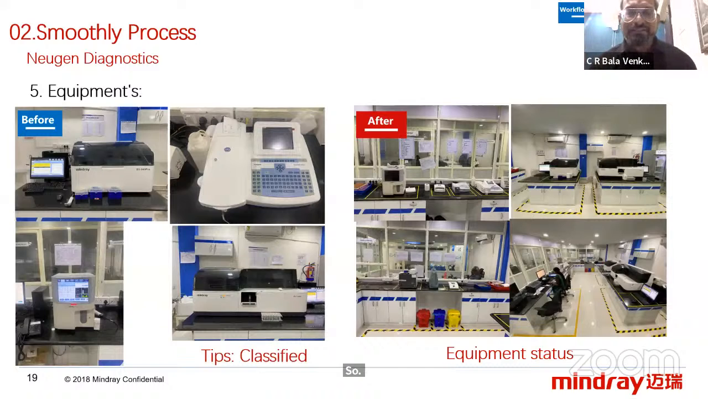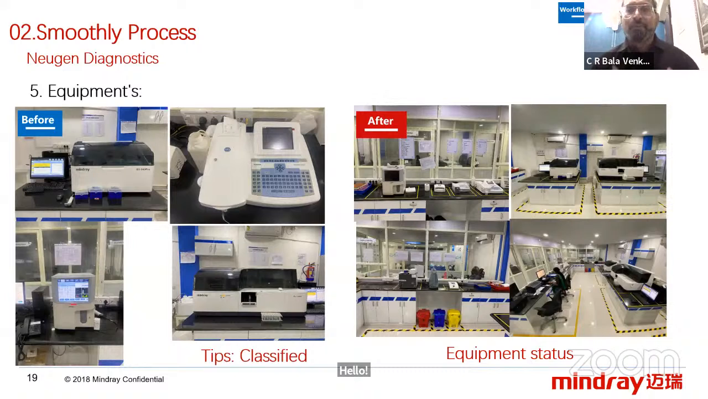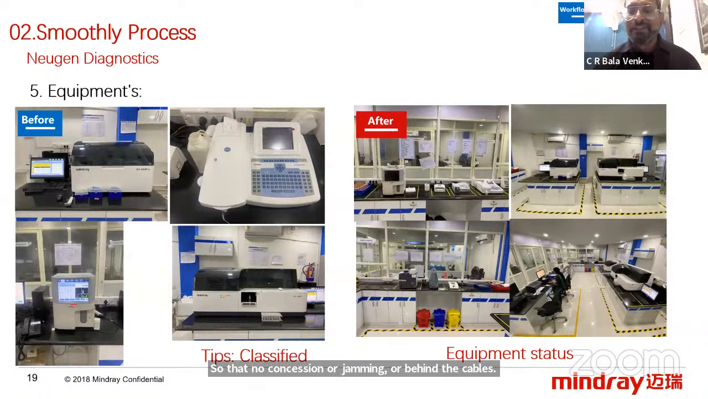box, the area in which it has to be kept, to just be placed. So we indicate it. You can see yellow borders for each machine with proper spacing. This gives good space behind for ventilation. And not only that, each and every cable and tubing is routed well, so that there is no congestion or jamming behind for the cables. So it will be an easy process for them. And you can even see the pins, which have been aligned easily for them. So if they move it, they know that it has to be kept in that position. So this is one thing which will help them.